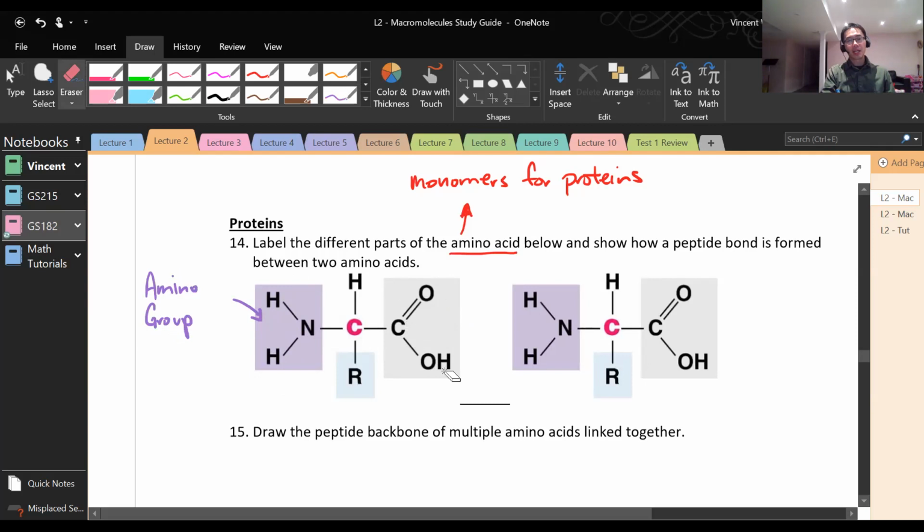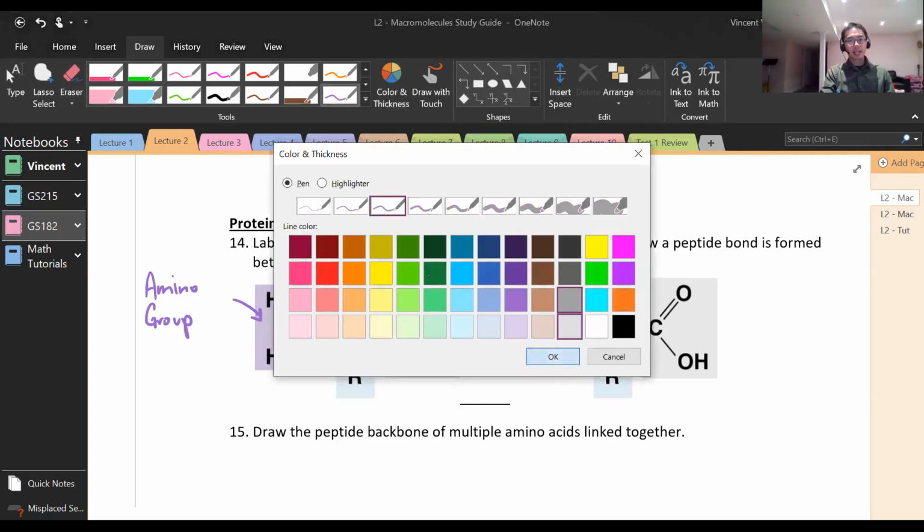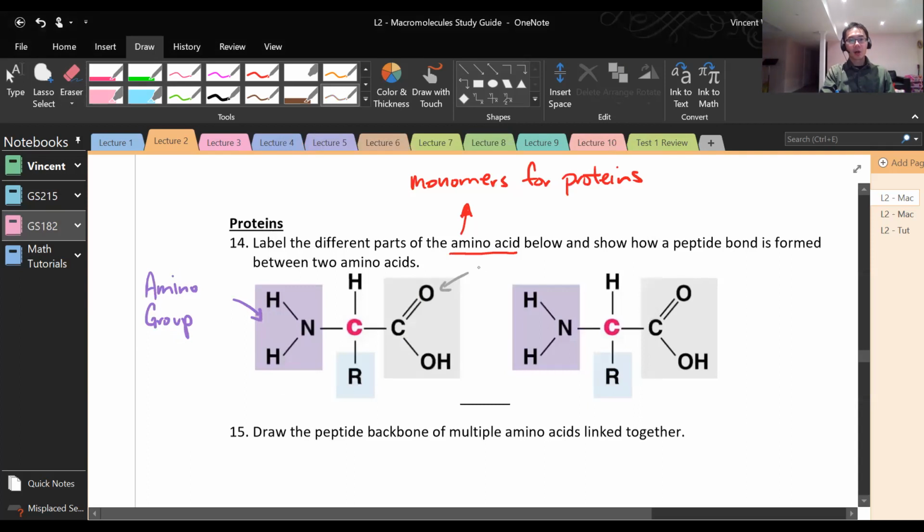And on the other side, we have the acid part. Okay, and it has a name. This part is called the carboxyl group, which is essentially the acid. So that's why it's called the amino acid, because it has amino and then it has an acid group on it. These are functional groups, things that you can attach to it, right?